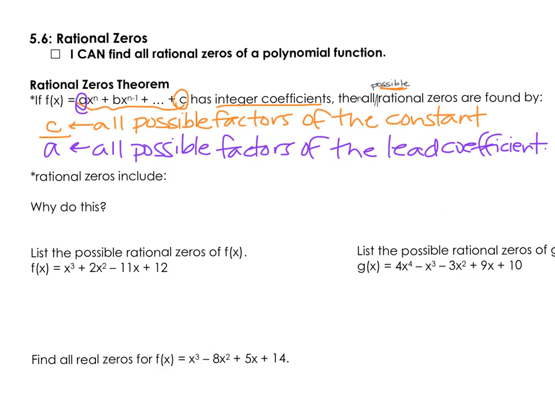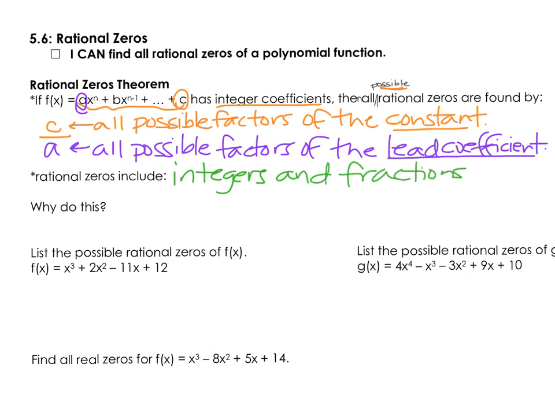C will represent all possible factors of the constant. What we'll have to do is break down all the numbers that we know that would go into that number evenly. And then we divide that by all factors of the lead coefficient, so that very first number. When we think about rational zeros, they include integers and fractions. And sometimes in the past, we've had both types of answers.